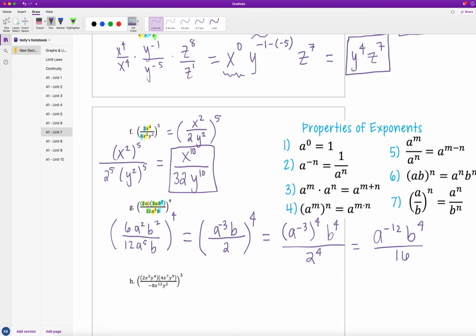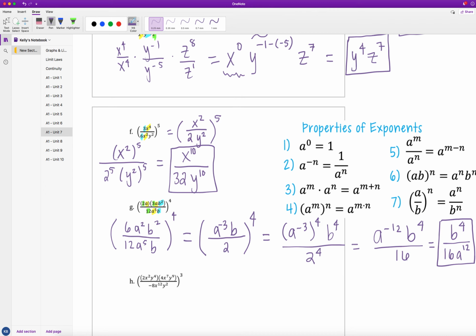The last thing left here to do is deal with our negative exponent. This would be property number 2 in our list of exponent properties. So anytime I have that negative exponent, I can flip it down to the denominator, and we'll get B to the 4th as the only thing left in the numerator over 16A to the positive 12. And that will be our final answer for part G.